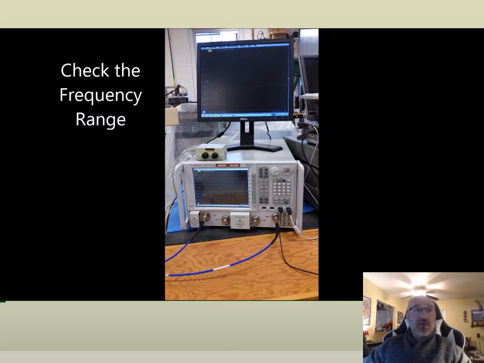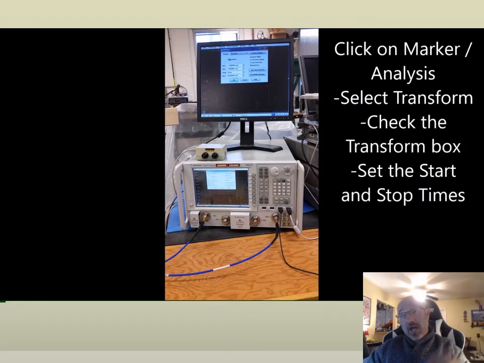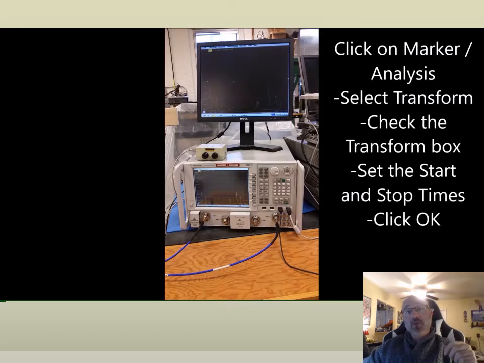So checking our frequency range is one of the most important things here. When we're sending the signals out, we want to make sure we're sending out the right frequencies. We go through our whole setup process here, set all of our parameters, select our transformer. Are we in our time domain? Are we in our frequency domain? And we set our start and stop times within this here.